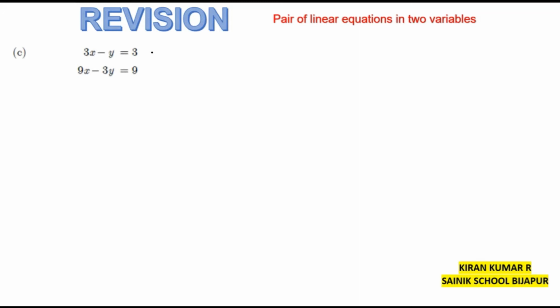3x minus y is equal to 3. Let me call it as equation 1. 9x minus 3y equal to 9. Let me call this as equation 2. From equation 1, we have y equal to 3x minus 3. I have transposed this minus y to the right hand side and positive 3 to the left hand side. Let's substitute this.